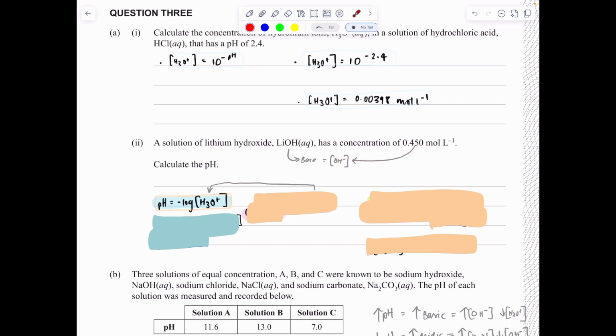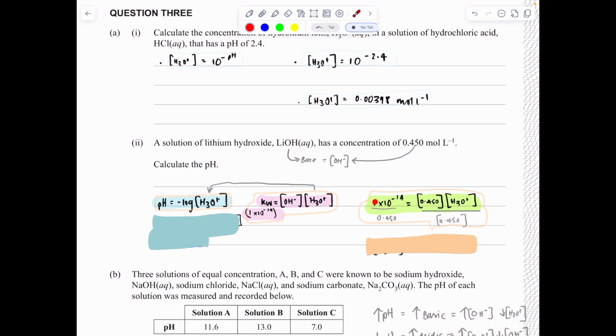How do we do that? Well, we use Kw. Kw shows the ratio of OH ions to H3O+. We have the OH, so we could substitute that in, rearrange to find H3O+, and boom, plug that in. Remember, Kw is a constant, so it's going to be 1 times 10 to the power of negative 14. So let's go ahead. Substitute everything in, rearrange to find H3O+. Have a go yourselves before I reveal the answer.